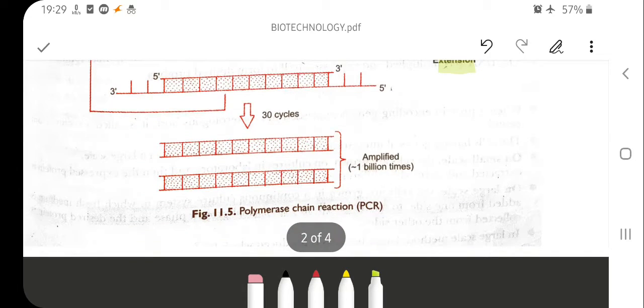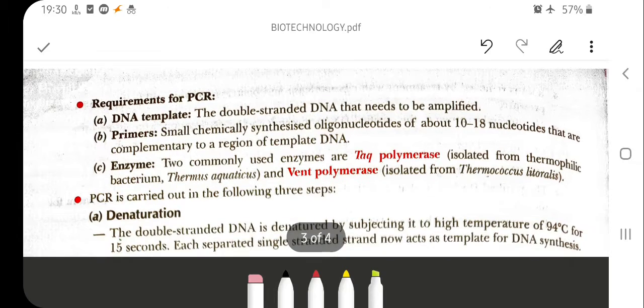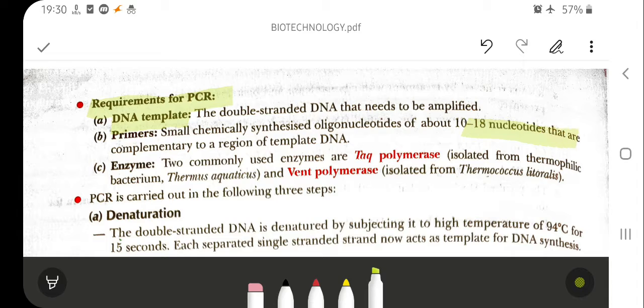First, the requirements of PCR. The first requirement is the DNA template, the double stranded DNA that needs to be amplified. Then the primers, small chemically synthesized oligonucleotides of about 10 to 18 nucleotides that are complementary to the region of the template DNA. And the third requirement is the enzyme.